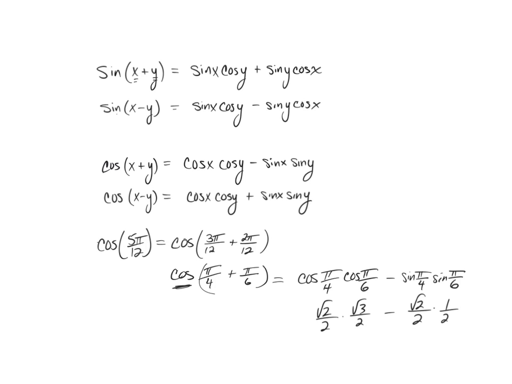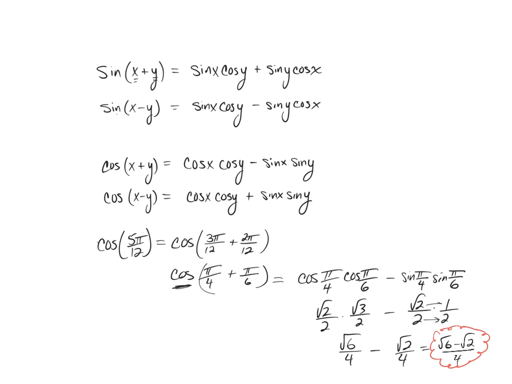So when you multiply these two, root 2 times root 3 is root 6, and in the denominator, 2 times 2 is 4. So I get root 6 over 4 minus root 2 times 1, which is just root 2, and 2 times 2 is 4. And because I've got subtraction of two fractions, I'm lucky because I already have a common denominator, so I can write that as root 6 minus root 2 all over 4. And that would be your answer.